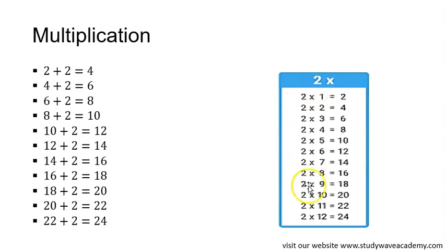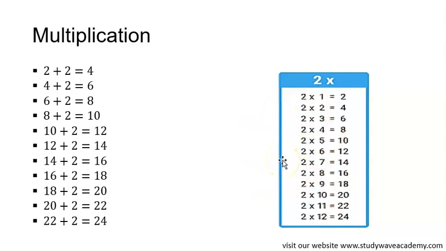This is what we mean by multiplication tables. Okay? 2 times 1, 2. 2 times 2, 4. 2 times 3, 6. 2 times 4, 8. 2 times 5, 10. 2 times 6, 12. 2 times 7, 14. 2 times 8, 16. 2 times 9, 18. 2 times 10, 20. 2 times 11, 22. 2 times 12, 24. This is what we mean by multiplication table.